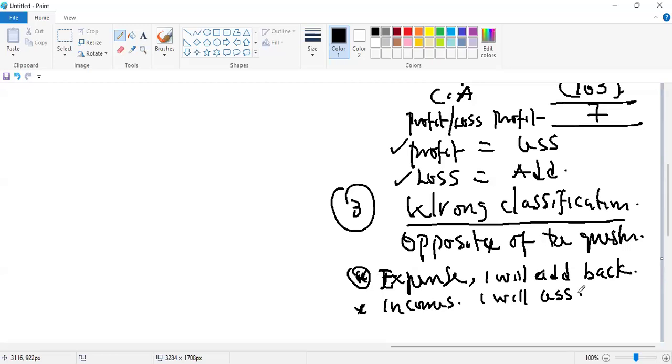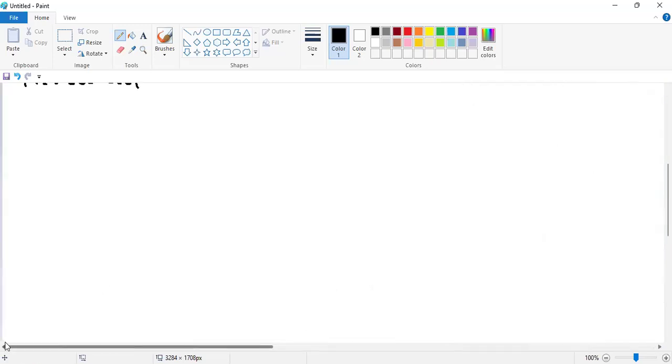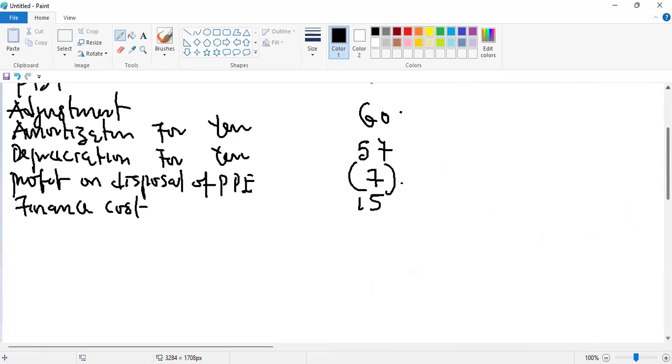So anytime, first ask yourself, is this activity operating? I will do the opposite. If it is income, I will less because they will have added. If it is expenses, they will have subtracted, I will add. Just like the one we are doing now, finance costs. They've removed the finance cost of 15. It's an expense, I will add back. It does not belong to operating. It belongs to finance. They've removed it from operating and we add it back.